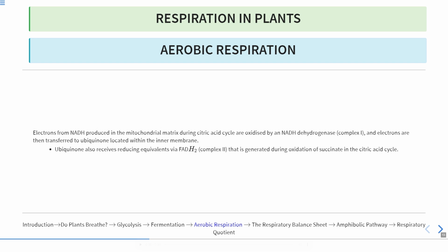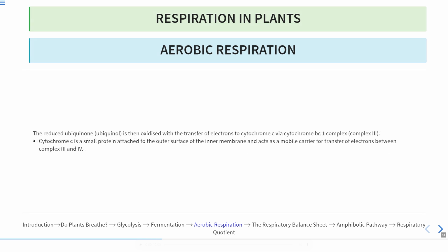Now, ubiquinone also receives reduced equivalents via FADH2, that is complex 2, which is generated during the oxidation of succinate in the citric acid cycle. The reduced ubiquinone, or ubiquinol, is then oxidized with the transfer of electrons to cytochrome C via the cytochrome BC1 complex, that is the third complex.